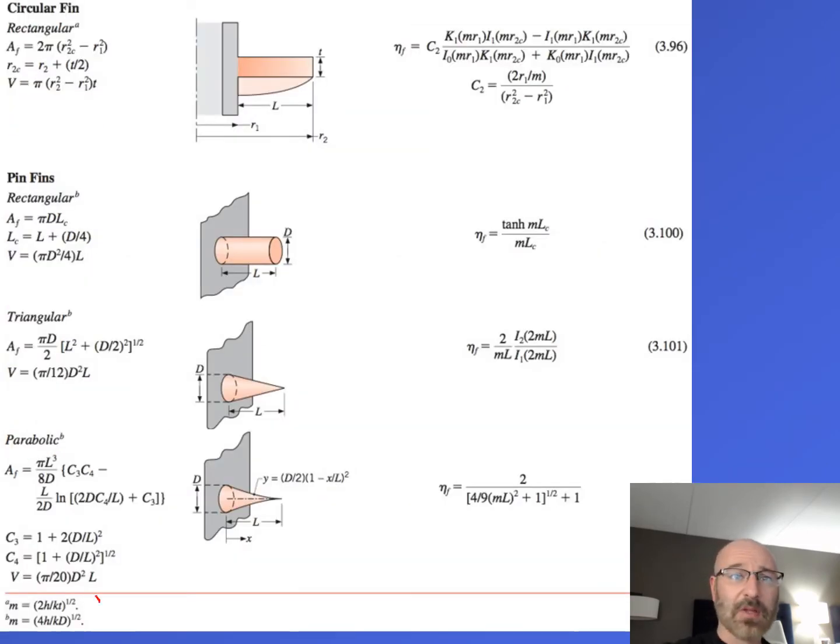And again, the thing I want to note here at the bottom of table 3.5, we saw M in a couple of these equations over here for our fin efficiency. Well, this is our values for M's right here. So take a note down here. Always pay attention to those footnotes so we can know what to plug in correctly. And a couple other of these different fin geometries over here.